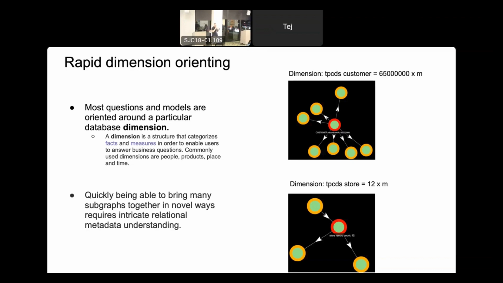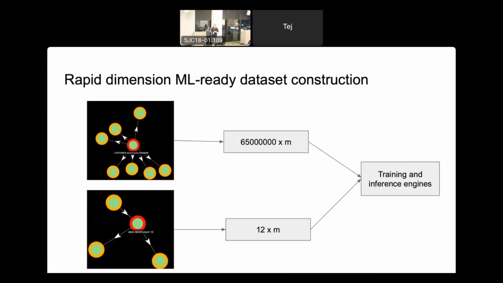So the idea is, how can you quickly shapeshift your entire data lake around arbitrary dimensions, which is where 60 to 80% of the data work is, and rapidly shove those ML and analytics ready rich data sets with all the relational context into inference engines, right? So this is what we're really trying to streamline.